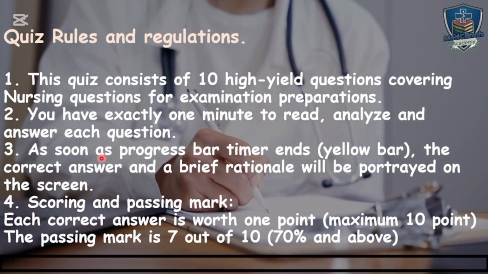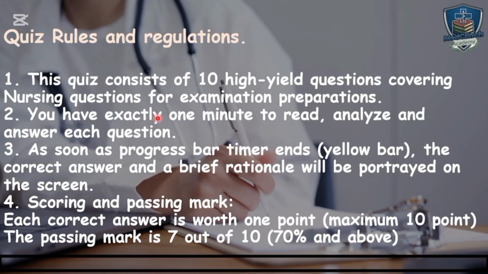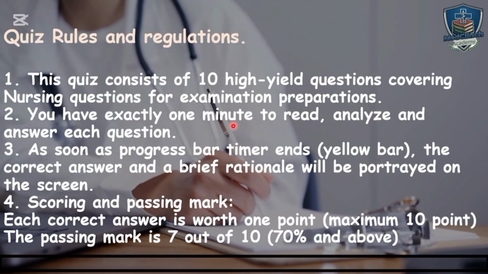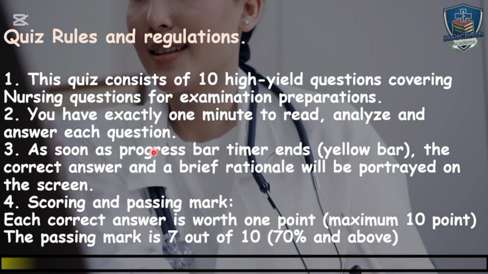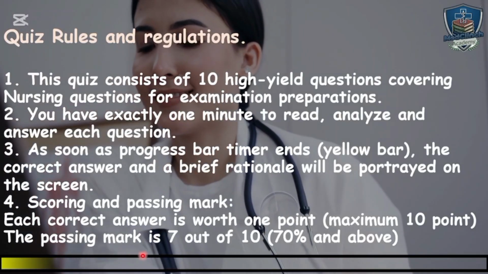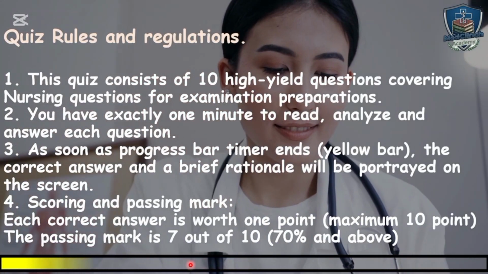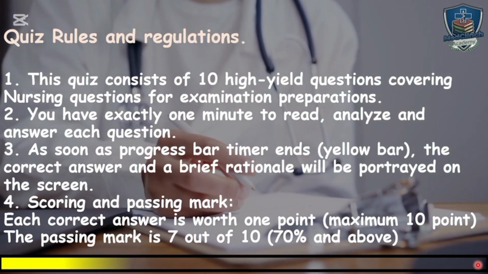First and foremost, I urge you to have a pen and a piece of paper. Each question will take exactly 1 minute. You have to read, analyze, and answer each question. Make sure that you check the progress bar below the screen. You can see a yellow bar progressing. Once this yellow bar reaches the end of the screen, it means that the time has ended.